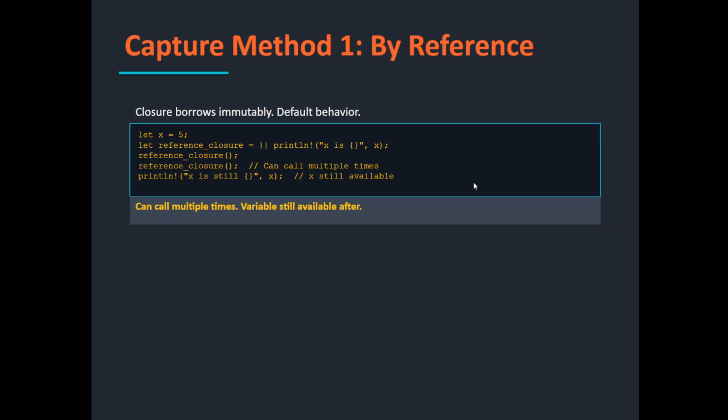The first one is by reference. The closure borrows x immutably. That means it cannot change it within the closure itself. It reads the value but doesn't own it. You can call the closure multiple times and x is still available after. This is the default. Rust tries to be efficient, and borrows when possible.